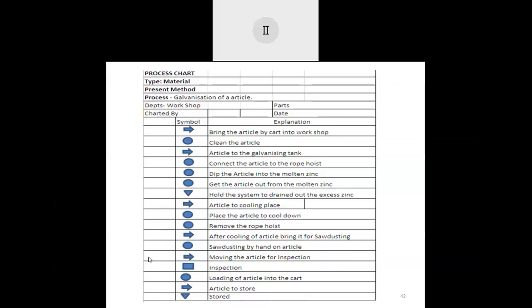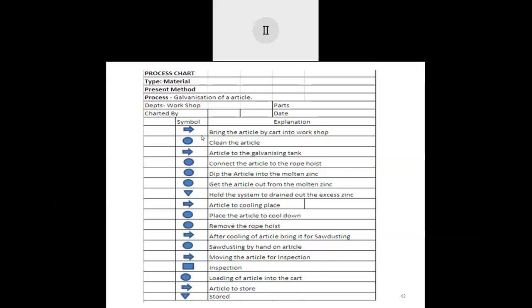So here in this process chart, if you can see this arrow symbol, it is written: bring the article by cart into workshop. So this is the beginning of the process. We need to bring our work material, raw material to the workshop. So this is a movement. Whenever you see this arrow type symbol, you need to remember that there is some transportation, movement of material, movement of machines, movement of any other things.